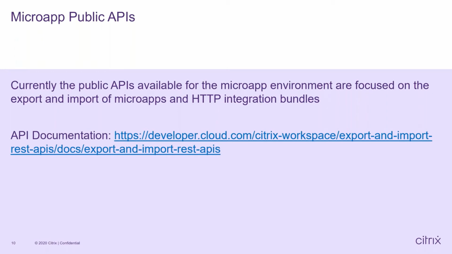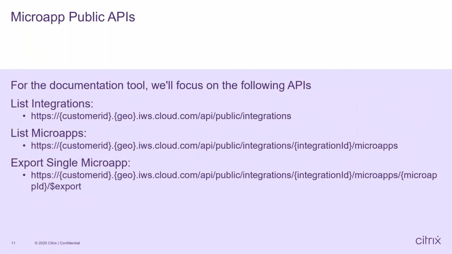Thanks, Kappa. Let's take a look at the Microapp public APIs. Currently, the public APIs for Microapps is limited to the export and import of Microapps and integration bundles. You can see the official documentation on developer.cloud.com. For the purpose of the documentation tool, we focus on the following three APIs: list integrations for a customer, list Microapps for an integration, and Microapp export.